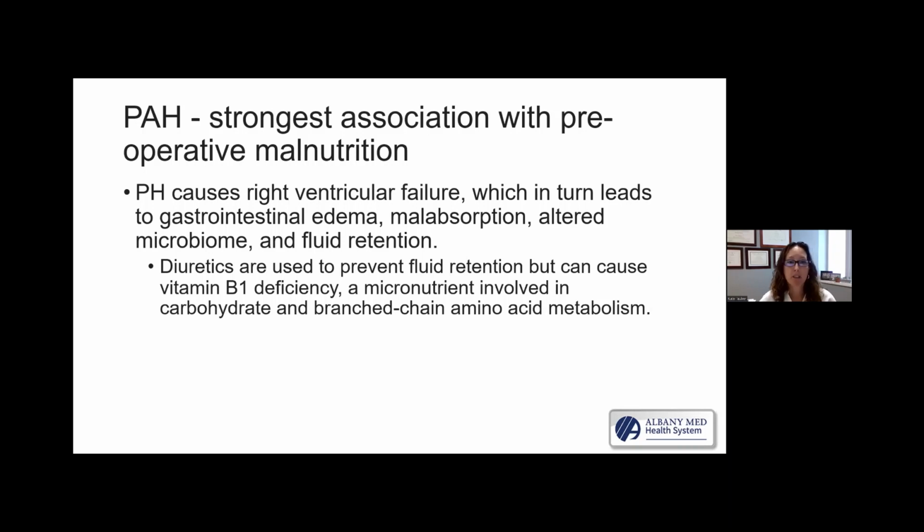So pulmonary hypertension causes this right ventricular failure. That in turn leads to gastrointestinal edema and malabsorption and altered microbiome, as well as fluid retention. So often these kids are given diuretics to help prevent some of this excessive fluid retention, but diuretics also have side effects, one of which being B1 deficiency. And this is an important micronutrient that is involved in carbohydrate and branched-chain amino acid metabolism.